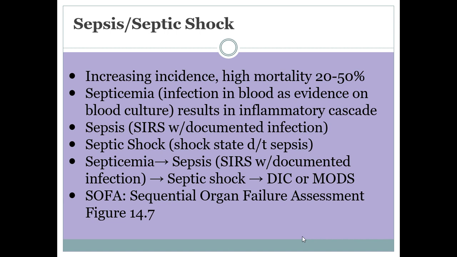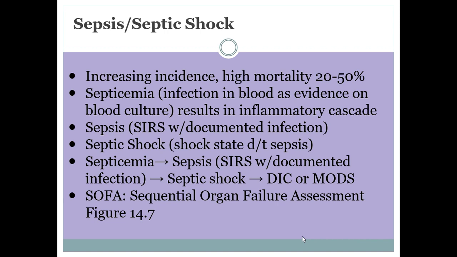You'll also want to look at figure 14.7 on page 276. This is an algorithm to guide the identification of sepsis and septic shock. It's an assessment tool indicating the presence of sepsis. The SOFA score can be used to determine the level of organ dysfunction and mortality risk, and this is especially utilized in ICU patients.